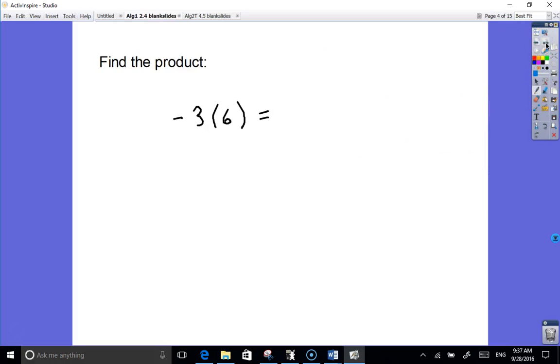So is this one going to be positive or negative? Negative. So what is 3 times 6? Negative 18, right?